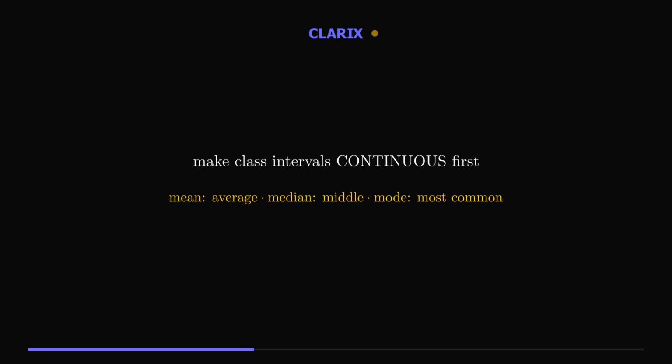2 reminders. Make sure the class intervals are continuous before you use the formula. If there are gaps, convert them first. And reach for the mode whenever you want the most frequent or most popular item, the best-selling size, the most watched show, the busiest hour. Mean for average, median for the middle, mode for the most common.